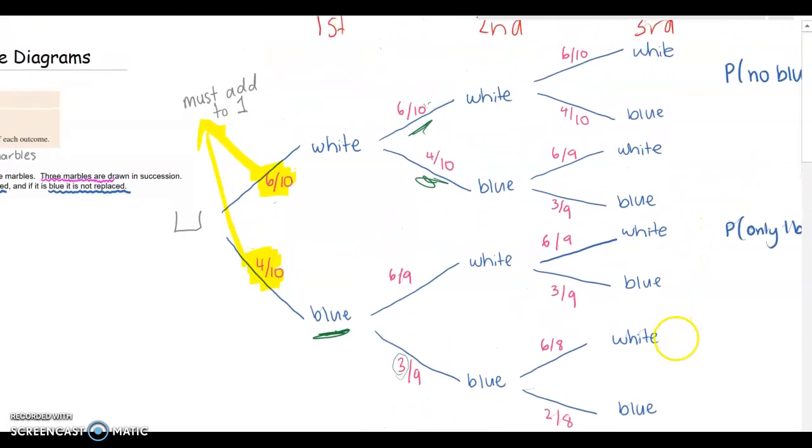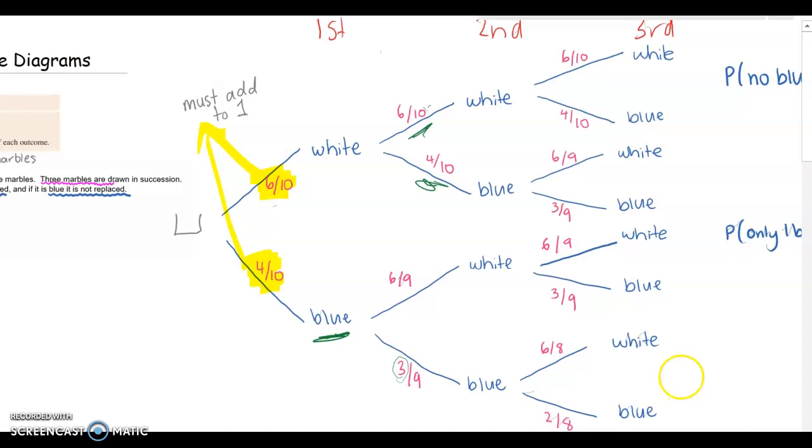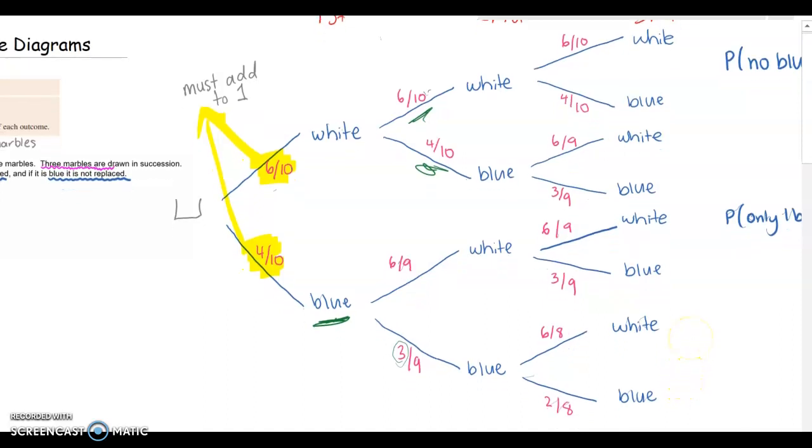And we've got our third draw there as well. As you can see, I've got third at the top there. We draw white and blue arms off each of our previous parts of the tree, and then we're just going to think, what happens again? Our white goes back in, our blue is not replaced. So where we've drawn a white before, we now are looking at another white marble. We've still got 10 in there because this white was placed back in. We've still got 10, which means we've still got 6 white to choose from and 4 blue. However, if we'd drawn a blue one before, then that one isn't put back in and we only have 9 left.